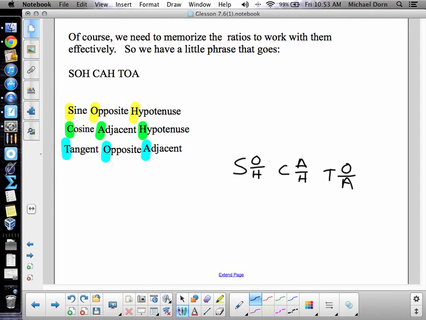And it is extremely common to see this phrase written on top of quizzes for the next few weeks, quizzes and tests. People get their tests, they write SOHCAHTOA on the top to remind themselves of this. It helps us keep straight. Sine is opposite over hypotenuse. Cosine is adjacent over hypotenuse. Tangent is opposite over adjacent.